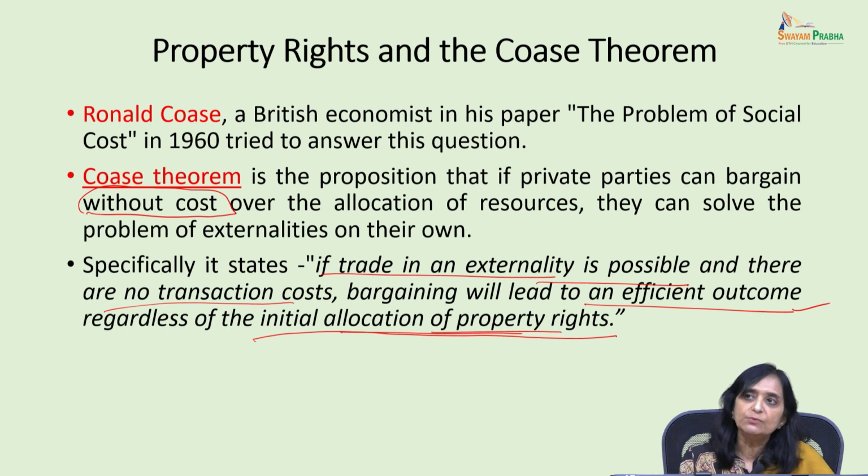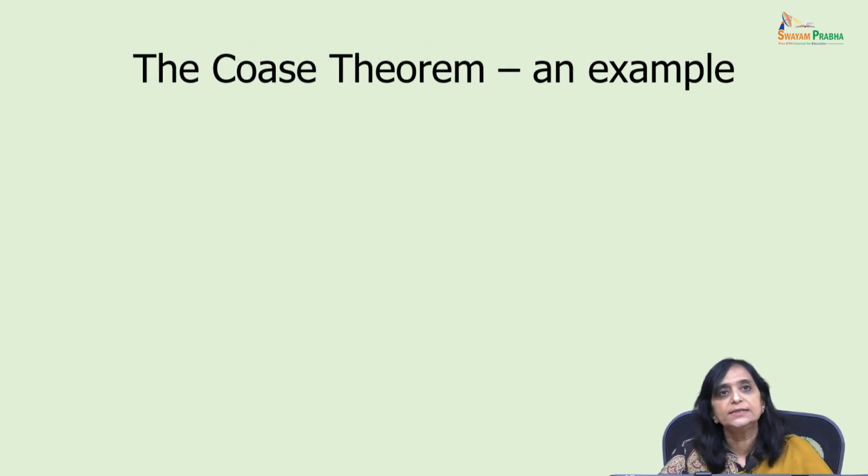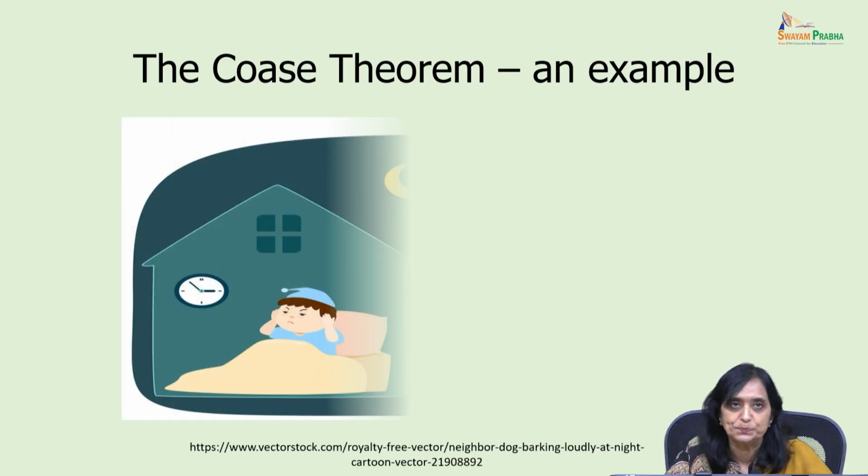So without giving any kind of property right either to the victim or to the polluter, if this victim and polluter sit together and talk, and then within themselves they decide who will pay whom for this externality, then a solution can be achieved without any government intervention, provided there are no transaction costs. Let us see this Coase theorem with an example which I am sure will make this concept clear to you.